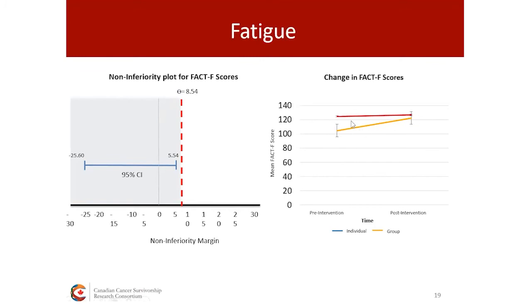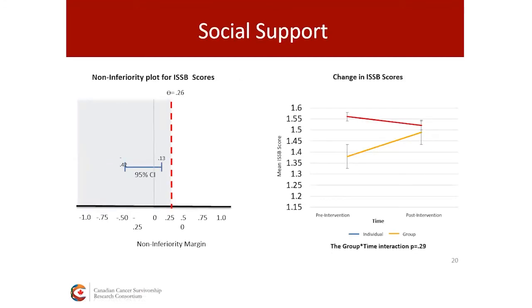And you can see here for the individual acupuncture, there's almost no change in the fatigue scores. Whereas for the group acupuncture, there was a substantial increase in their FACT-F scores, in the quality of life, which is statistically significant. And the last outcome that we looked at was the perceived social support, measured through the Inventory of Socially Supportive Behaviors. Again, to determine any meaningful change in the score, the post-intervention score had to be greater than the pre-intervention scores.